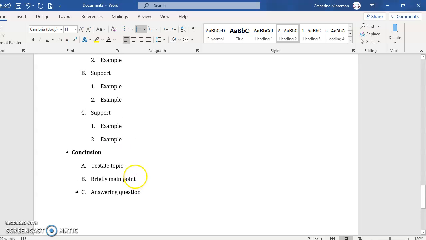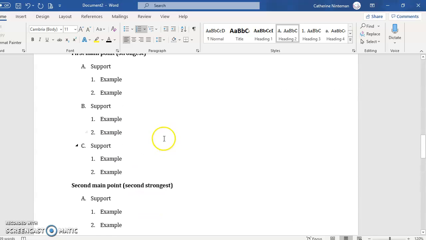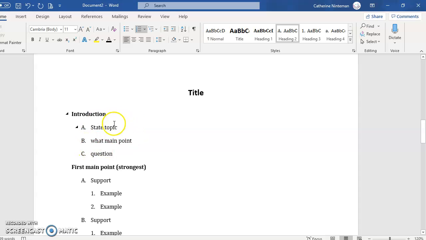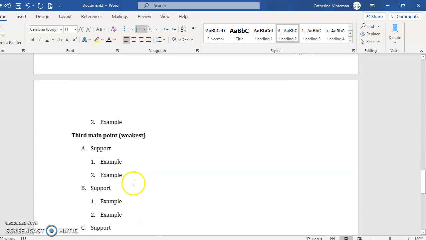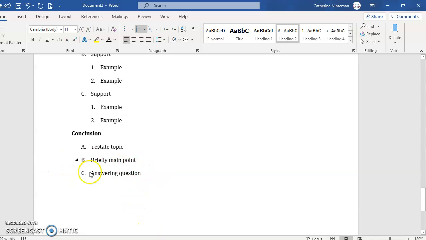Now, if your question was what you thought or what your viewpoint was on the essay, you would ask it at the beginning, and then at the very end in your conclusion, you would answer it. So your very last sentence would be what you thought about the essay and your take on it. And that's how you would write a short essay using an outline.